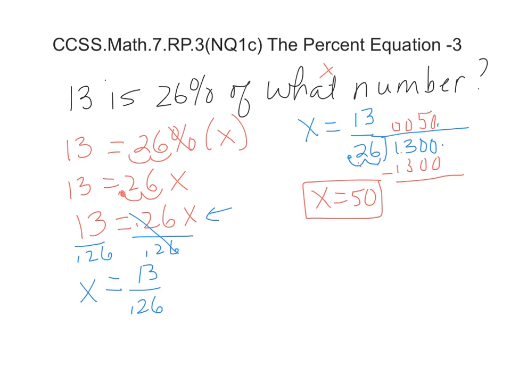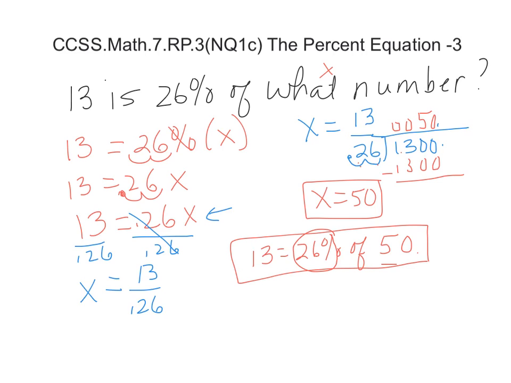So what that is saying is x equals 50, but let's put the whole sentence together. So it's going to be 13 equals 26% of 50. Okay, so that's about a quarter. 13 is about a quarter of 50, because we estimated that at a quarter, and so that makes sense. So x equals 50 here, and put it back into the equation to make sure it makes sense.